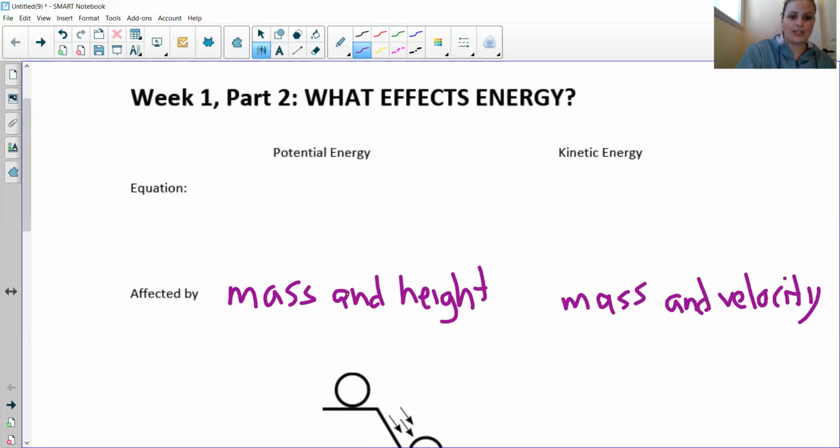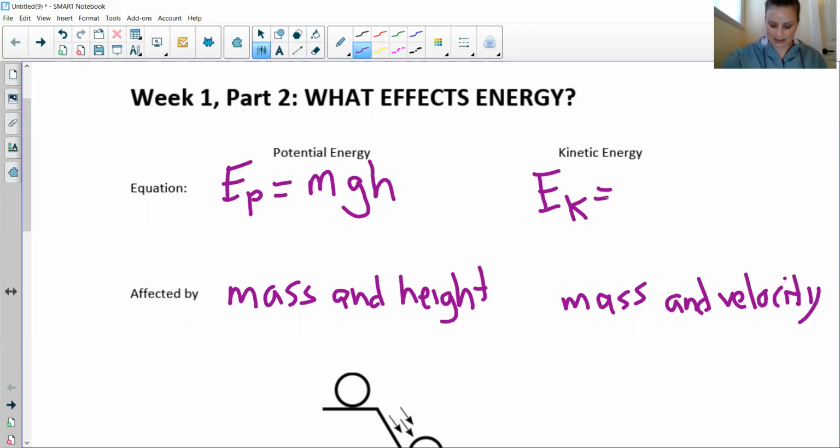So the equation for potential energy, which I am more partial to writing as EP, but you'll see it written each way, is calculated by taking the mass of an object, multiplying it by the gravitational constant, the acceleration due to gravity on Earth's surface, which is 9.81 meters per second squared. On different planets, it's different because it has a different force of gravity. But the force of gravity on average on Earth is 9.81 meters per second squared. And then height.